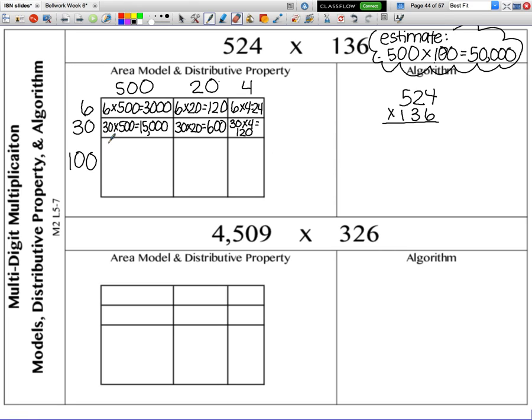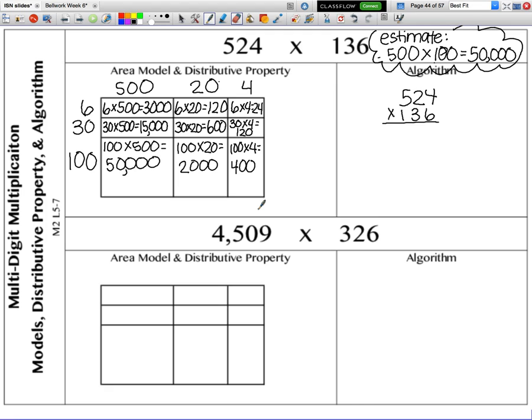And then in this last row, I have 100 times 500. I know that 1 times 5 is 5, and I add 1, 2, 3, 4 zeros, bringing me to 50,000. And here we have 100 times 20. 1 times 2 is 2, and add 3 more zeros. And lastly, I know that I have 100 times 4, which I know is 400.